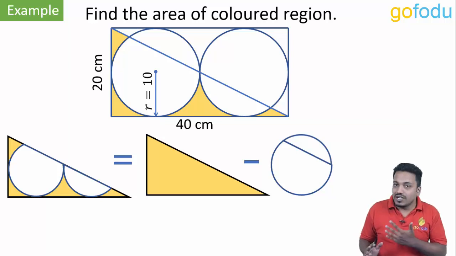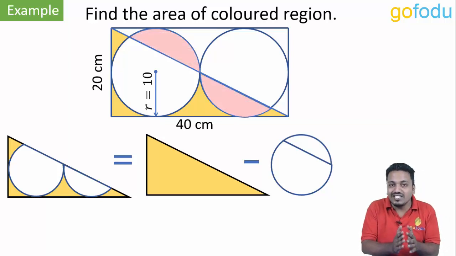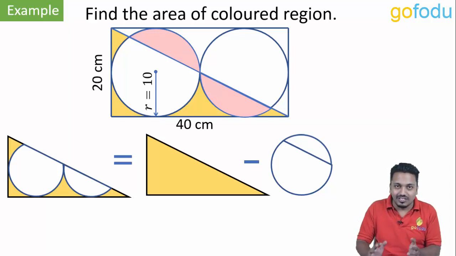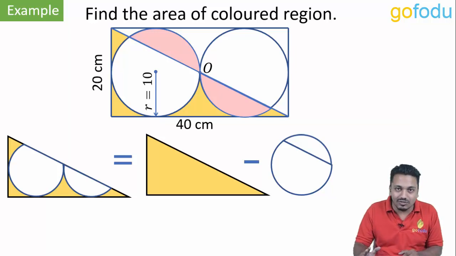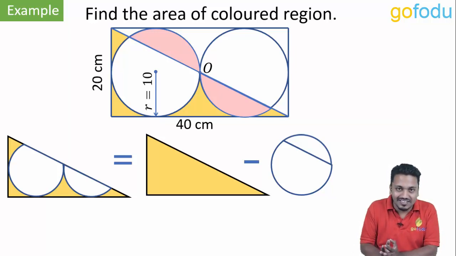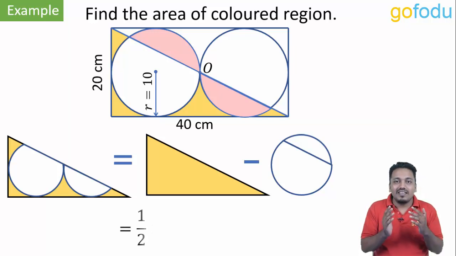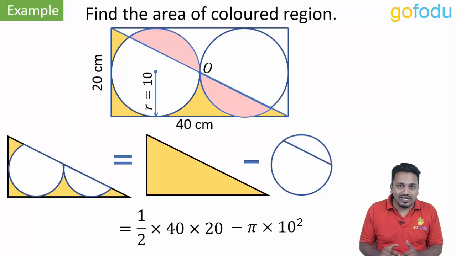Now look in the original figure. These two red colored parts are equal because the two circles are being cut in symmetrical manner. Now this figure is symmetrical about point O, and any line passing through O will cut the figure into equal halves only. So final area will be half base into height minus pi r square.